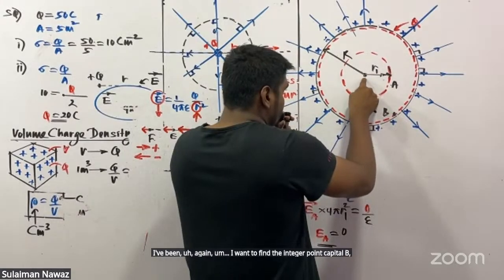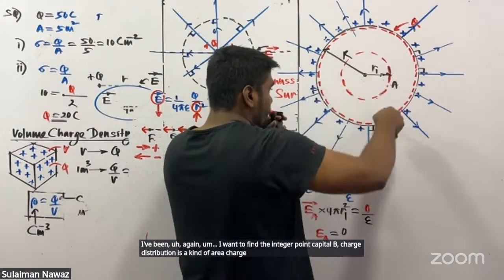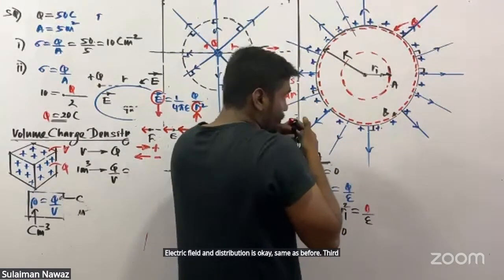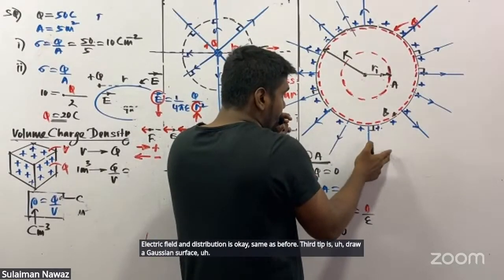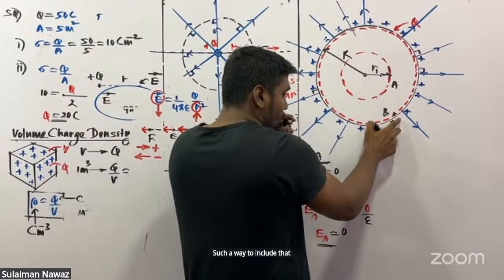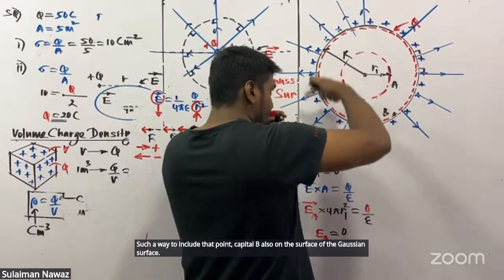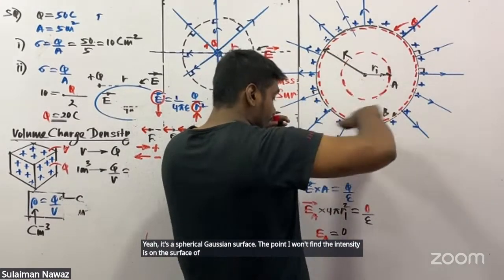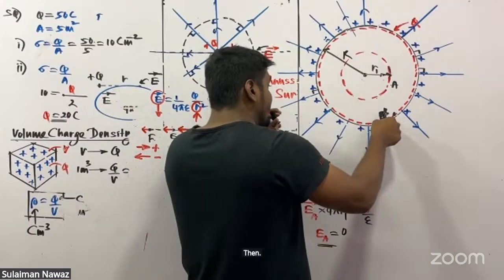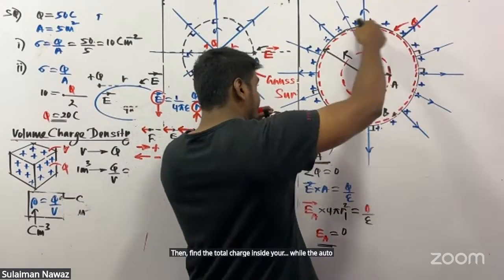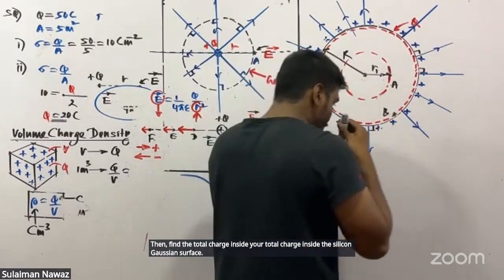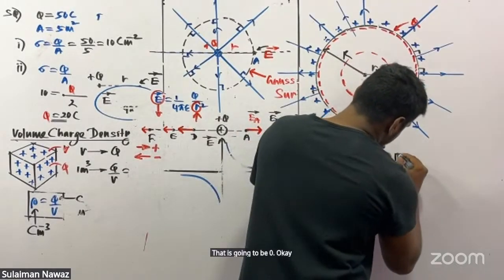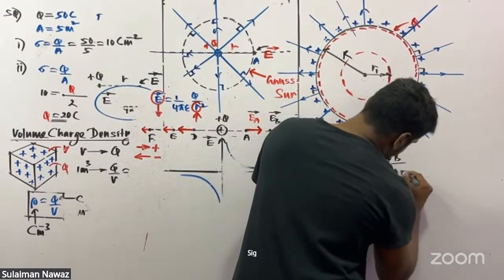The charge distribution is a kind of area charge distribution. The electric field line distribution is the same as before. The third step is to draw a Gaussian surface in such a way that point capital B is on the surface of the Gaussian surface. Yes, it's a spherical Gaussian surface. Then find the total charge inside the selected Gaussian surface. That is going to be 0. At point capital B, the sum of Q is going to be 0.